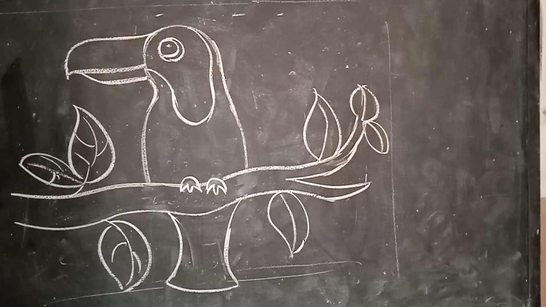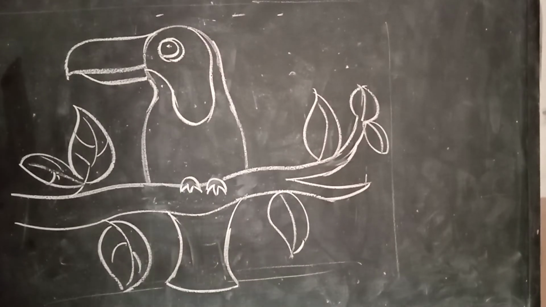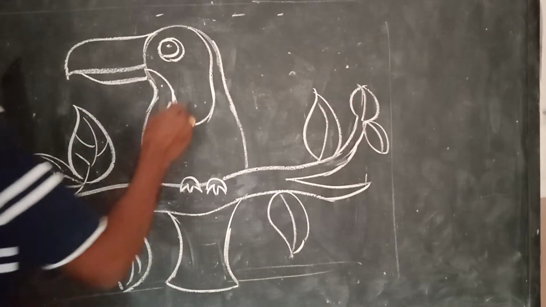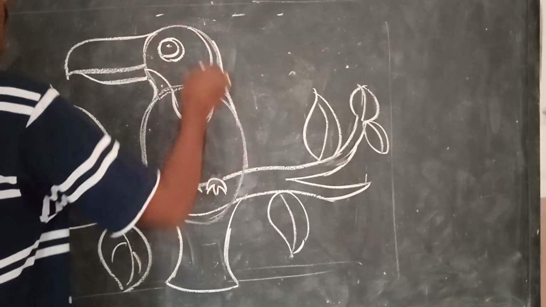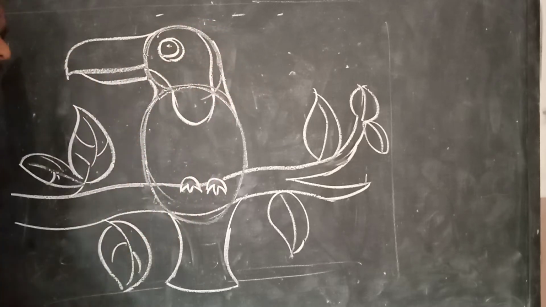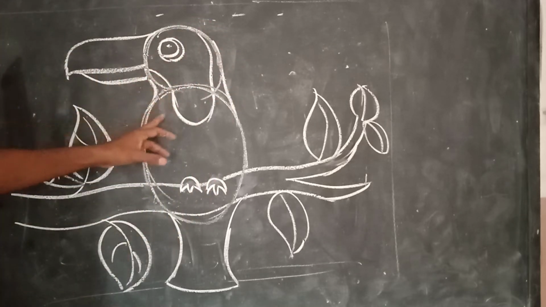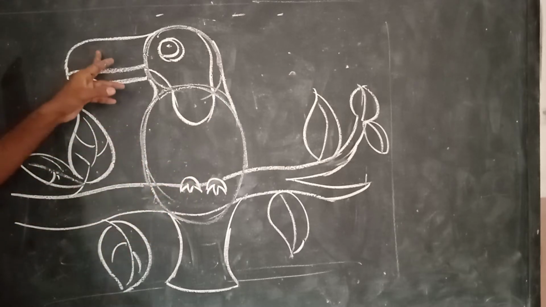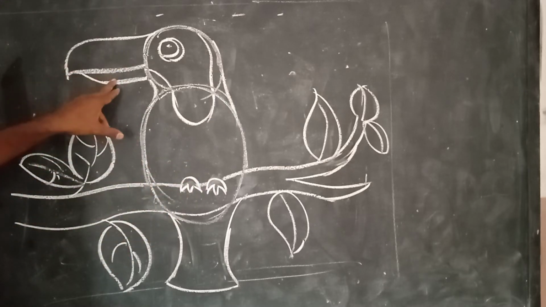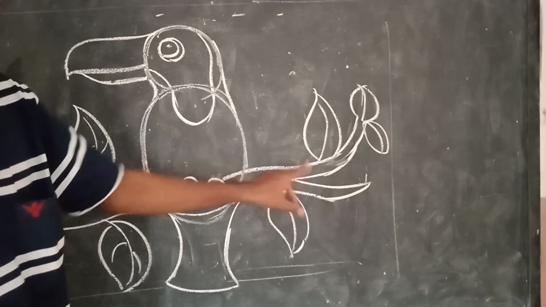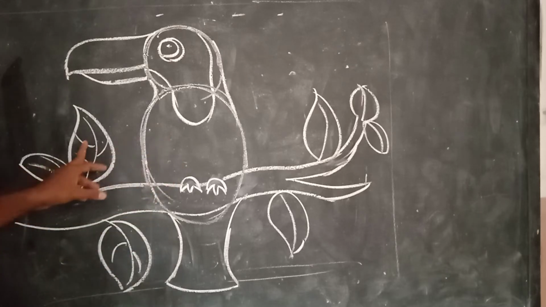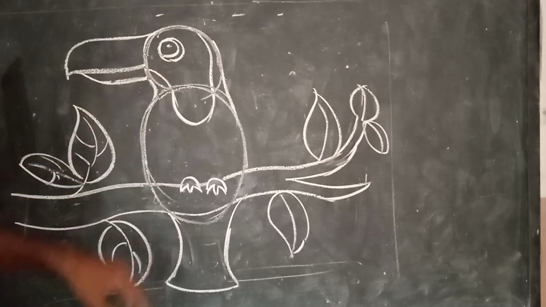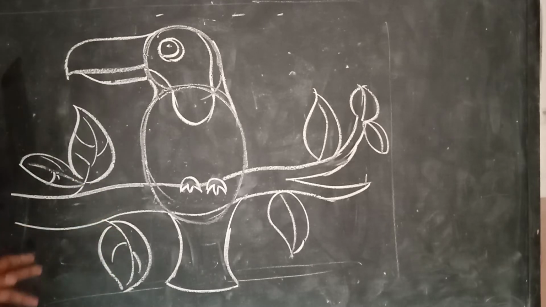First what I did here, I have taken an oval shape, a standing oval. Next I added one circle to this oval, right? Next I joined together these two. Next I added the beak, and here is the branch. With the help of ovals and circles, I have drawn this picture.